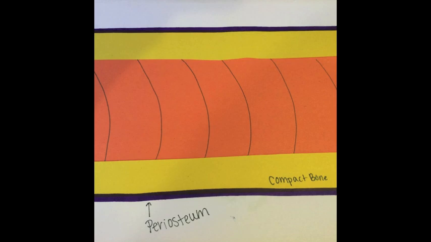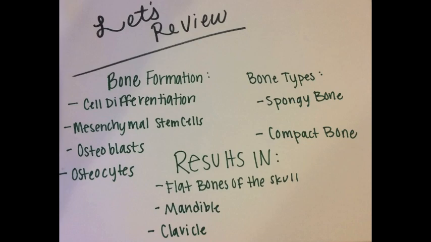Let's review. We began with mesenchymal stem cells, which replicate and then differentiate into osteoblasts, which build bone and release uncalcified bone matrix. After the matrix is calcified, the cells differentiate again into osteocytes, which break down. The starting bone that is created is spongy bone, which can then be remodeled into compact bone. Bones created through intramembranous ossification include flat bones of the skull, the mandible, and the clavicle.